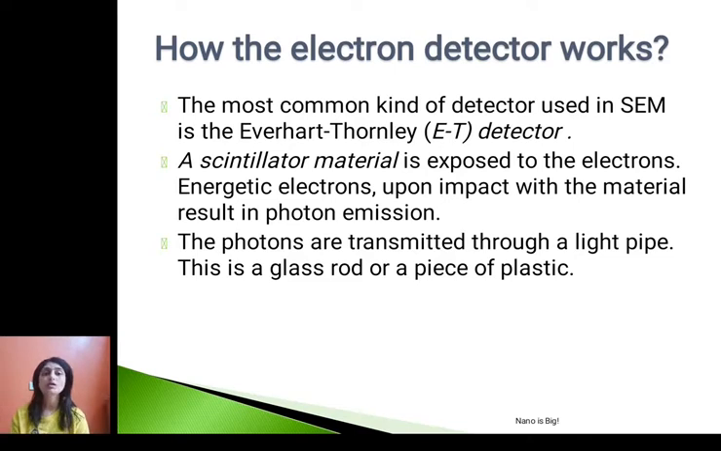Now, how does the electron detector work? The most common kind of detector used in scanning electron microscope is the Everhart-Thornley detector, ET detector. A scintillator material is exposed to the electrons. Energetic electrons upon impact with the material result in photon emission. The photons are transmitted through a light pipe. This light pipe may be just a glass rod or a piece of plastic.